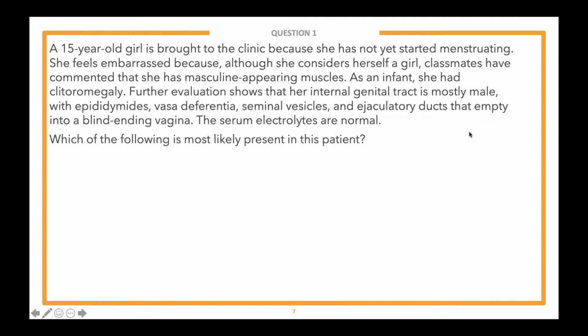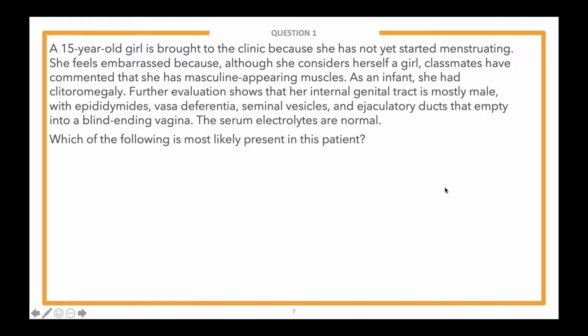As you can see, the answer choices are covered up. That is by design. We do that because we don't want answer choices to guide or dictate your thought process, and we don't want you to see an answer choice that you may be unfamiliar with that may cause you to panic as you're trying to answer the question. So I've gone ahead and removed those answer choices here for you, and we will begin with the lead-in. Which of the following is most likely present in this patient?